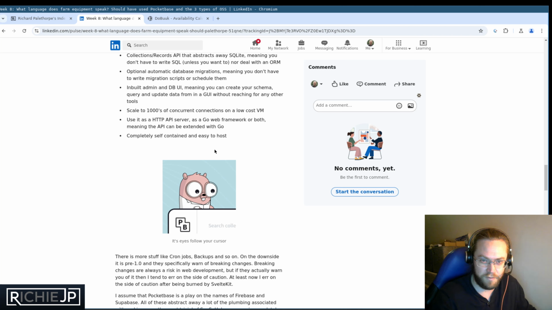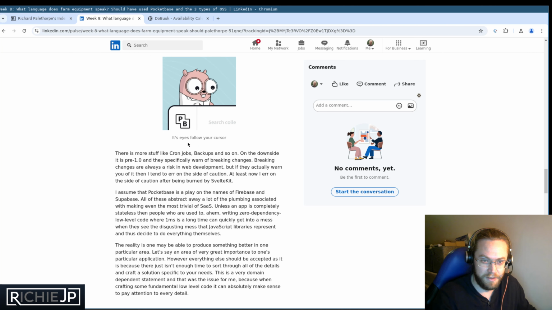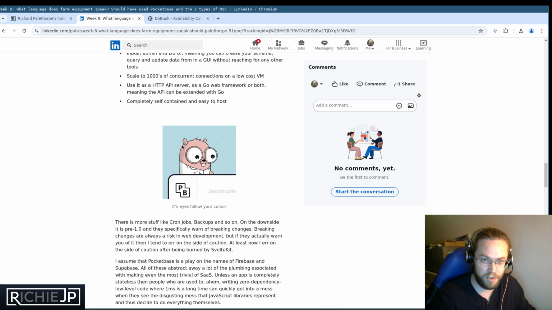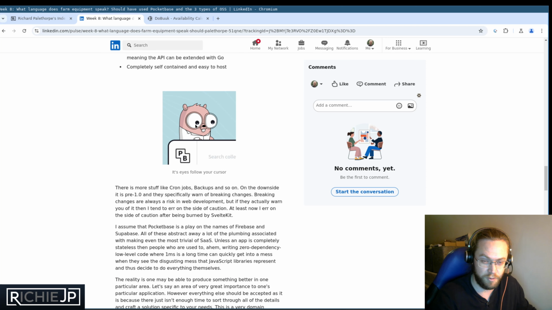And completely self-contained and easy to host. It really is. It's just like most Go projects. I find you can just git clone them and do go run and they'll work. It's one of the amazing things about Go. It's just really easy to run almost any project, as long as the project isn't sort of.